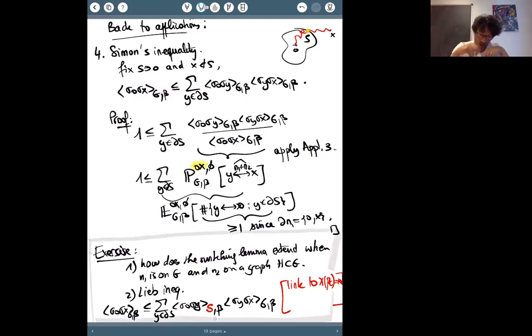By the way, this Simon-Lieb inequality, you can really think of it as an analog for the Ising model of a trivial inequality for random walks. The Green function between 0 and x is always smaller or equal to what? It's smaller or equal to the sum, for y on the boundary of S, of the probability that the random walk exits S at y for the first time, times the Green function from y to x. So the Simon-Lieb inequality is kind of an analog of this inequality for the Green function. Okay, that was application 4. Let me give you application 5, which is called the Gaussian domination, or sometimes it's referred to as Lebowitz inequality.